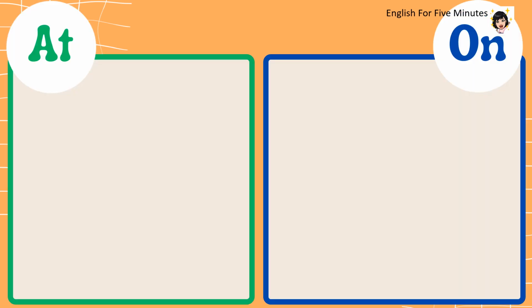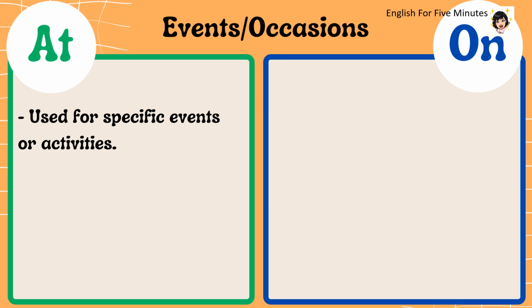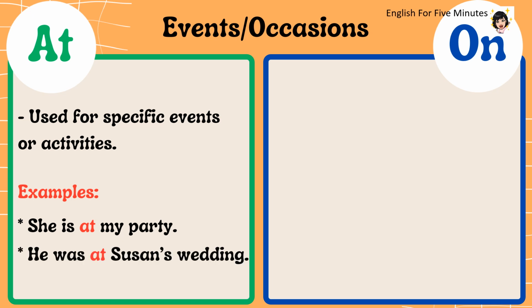Let's learn prepositions at and on for events or occasions. Preposition at is used for specific events or activities. Examples: she is at my party. Not someone else's party, but my party. He was at Susan's wedding. He wasn't at Mary's wedding or Lisa's wedding, but at Susan's wedding.